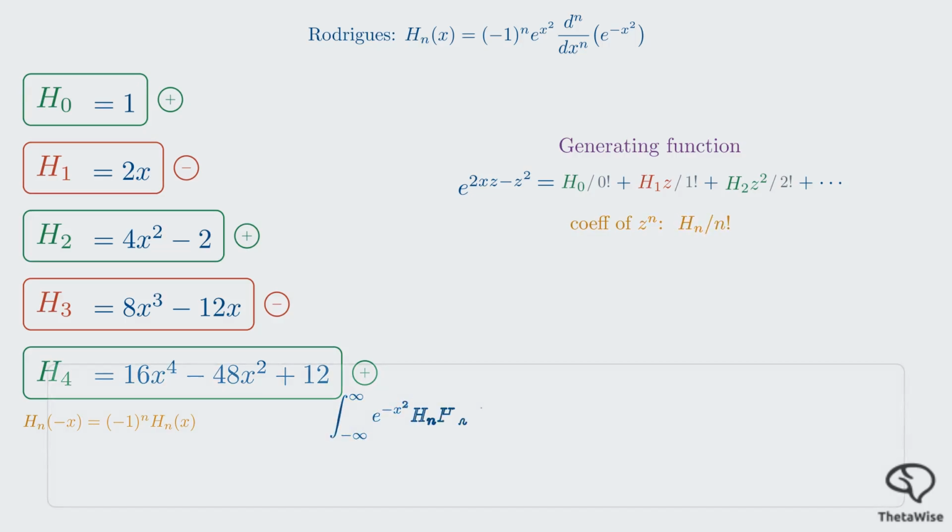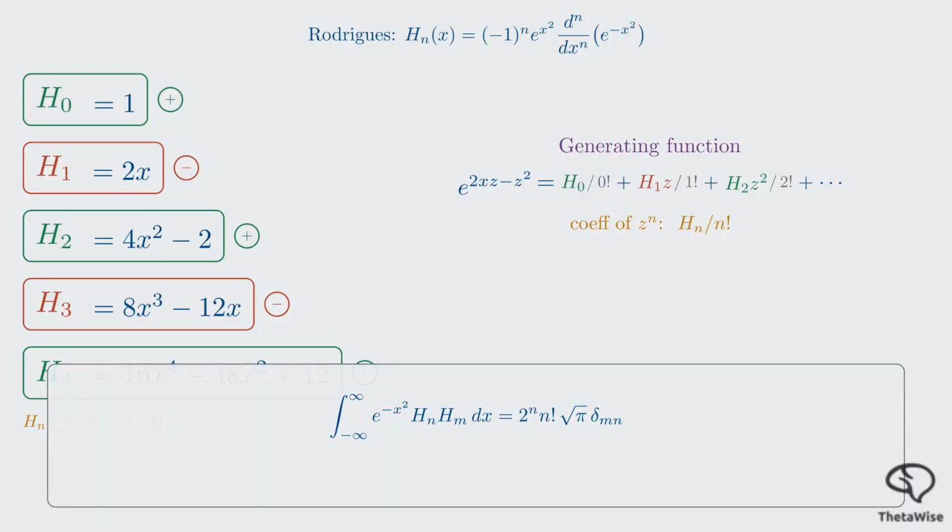Your orthogonality relation uses the Gaussian weight. The integral from negative infinity to infinity of e^(-x squared) H_m H_n dx equals 2^n times n factorial times the square root of pi times delta_mn. The notes also list H_n prime equals 2n H_(n-1) and 2x H_n equals 2n H_(n-1) plus H_(n+1). These are not isolated facts. The differential equation, generating function, derivative relation, and orthogonality all describe the same polynomial family from different viewpoints.